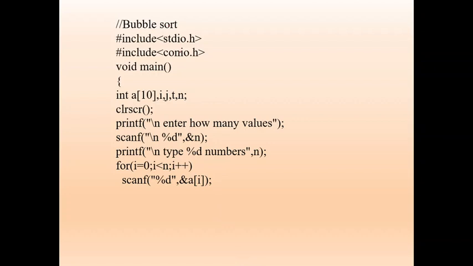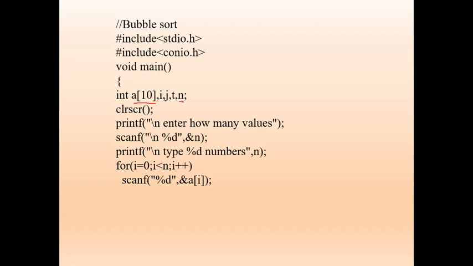First, stdio.h, conio.h, mainly this is okay. What are the variables I am taking? I am taking A of 10. It is to represent integers in the array format to store the 10 members. Maximum 10 members, any members I can take.